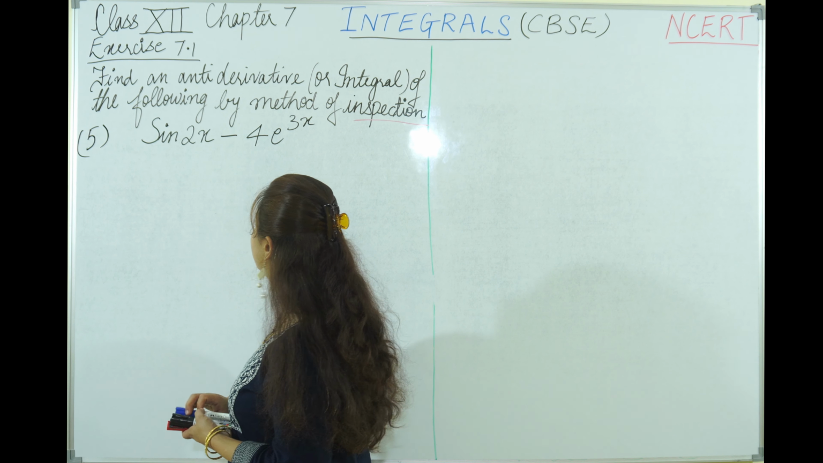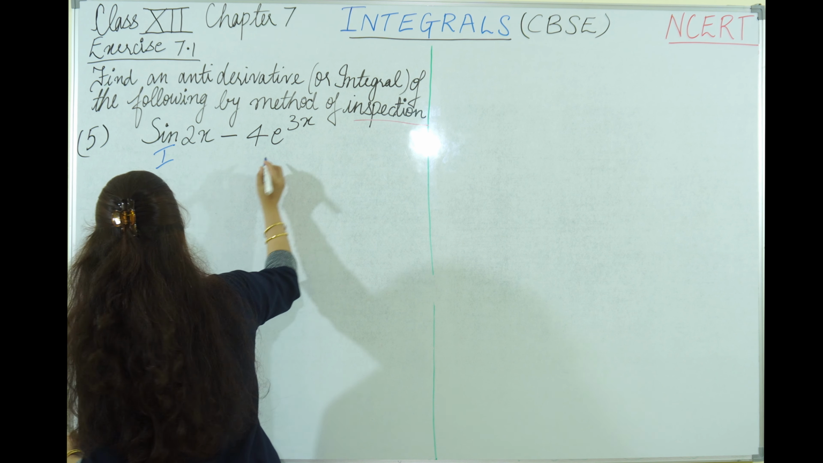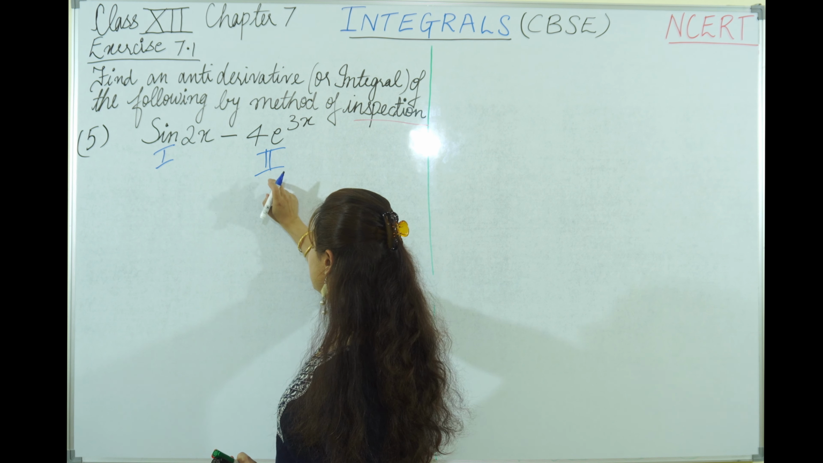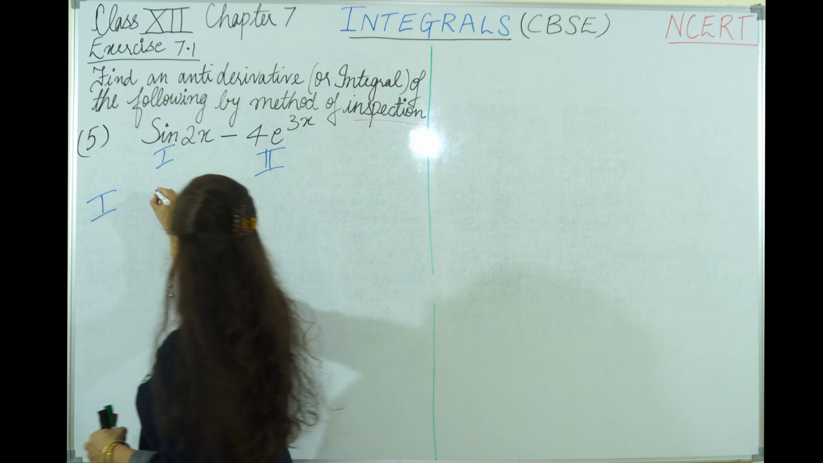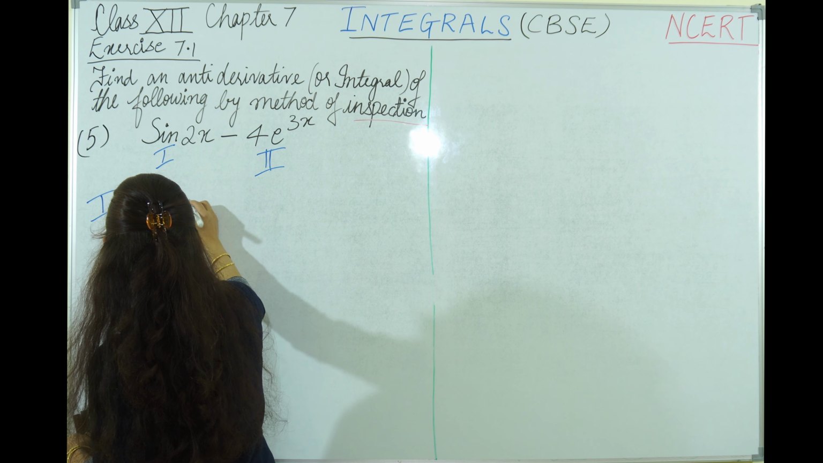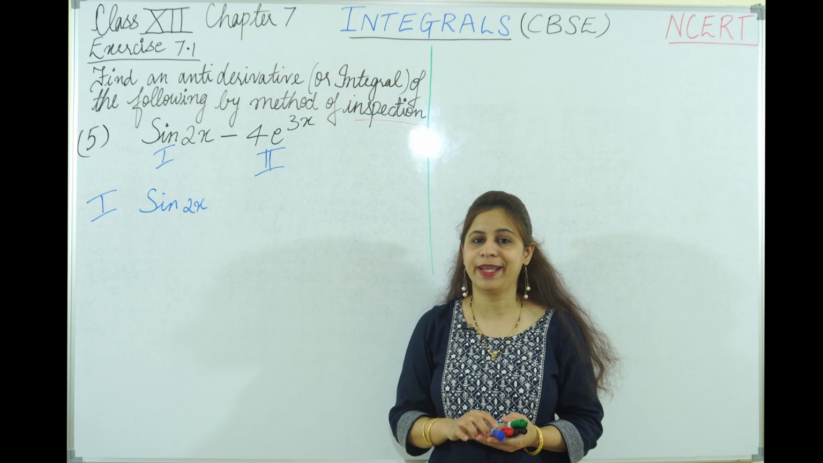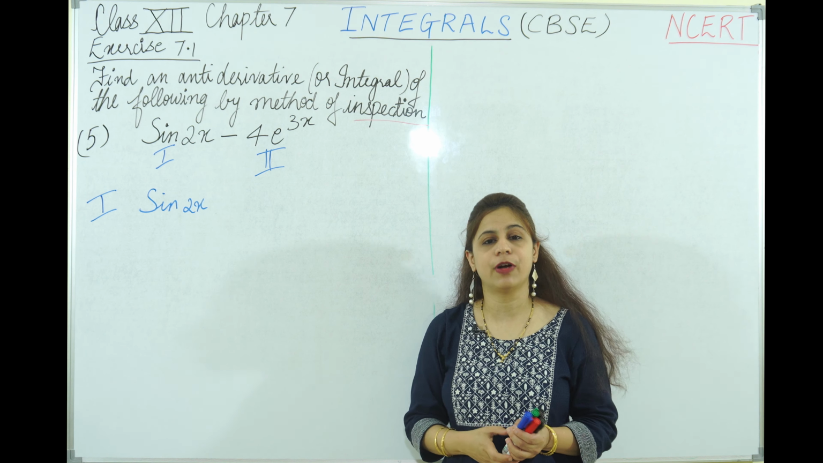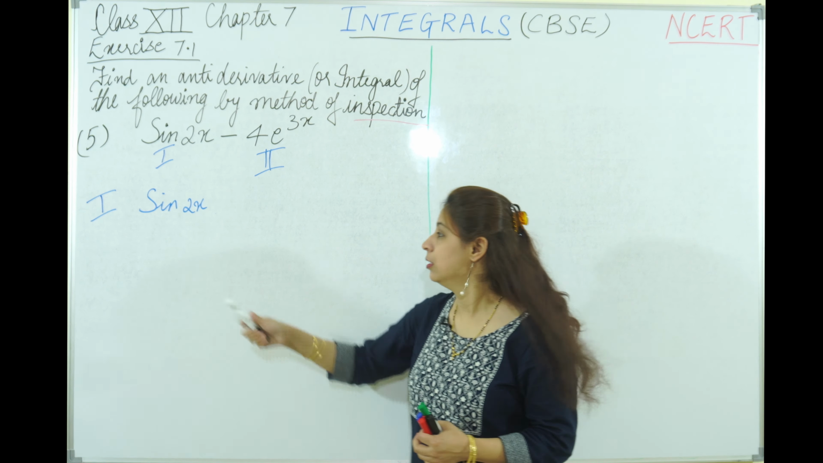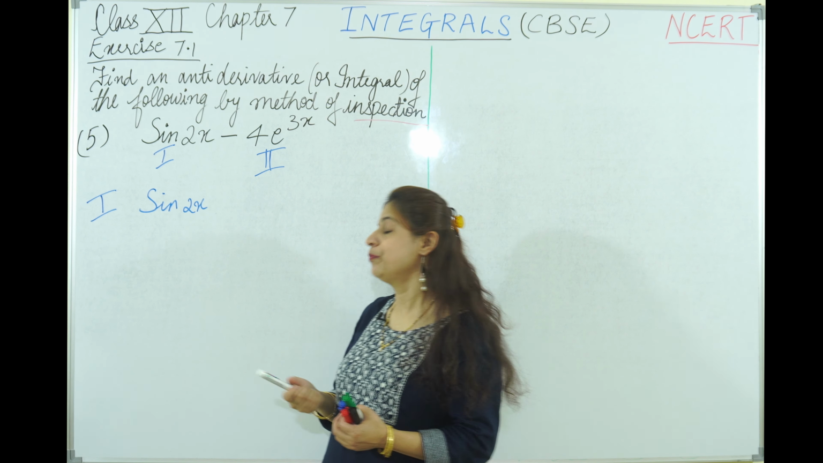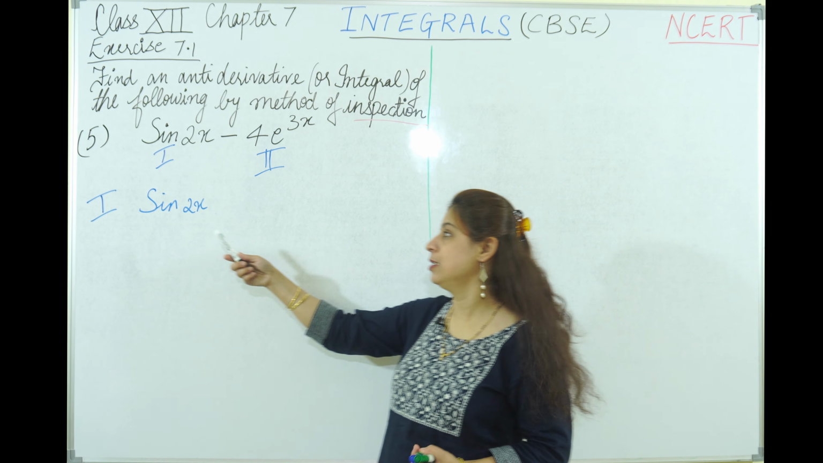So we will be taking the functions one by one. Firstly we will do this one, and then we will do the exponential function. In the first part, in the first function, we have sine 2x. We already know that if we integrate the derivative of any function, we get that function itself. So let us think how we can get sine 2x by differentiating. If we differentiate some function, how can we get sine 2x?